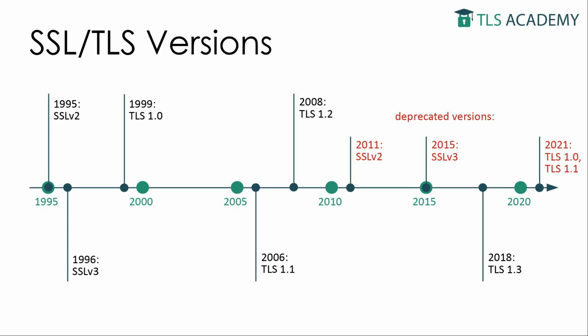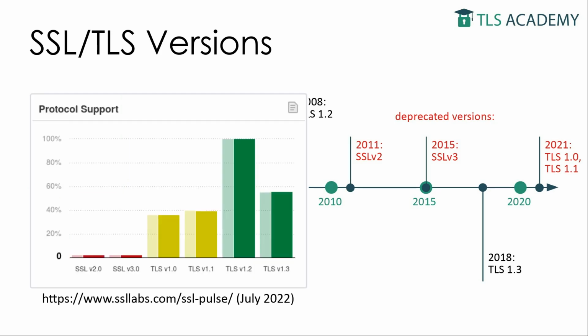And now, let's have a look at the current situation. This is a screenshot taken from SSL Labs in July 2022. As you can see, even more than 10 years after SSL version 2 was deprecated, you still find servers that support it. For SSL version 3, this number is at 2.4%, whereas the more recently deprecated TLS 1.0 and 1.1 are still supported by roughly 40% of the servers that SSL Labs scanned. With this in mind, let's now see a selection of attacks on SSL and TLS that occurred over the years.